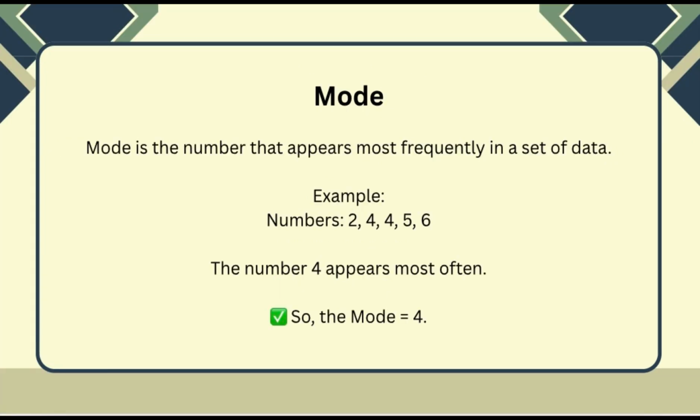So the next one is mode. Mode is the number that appears most frequently in a data set. For example, if the numbers are 2, 4, 4, 5 and 6, the number 4 appears 2 times, which is more than the others. So the mode is 4 here.